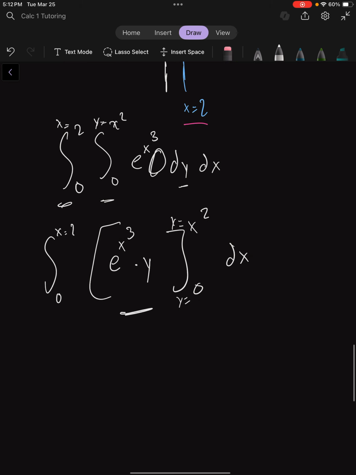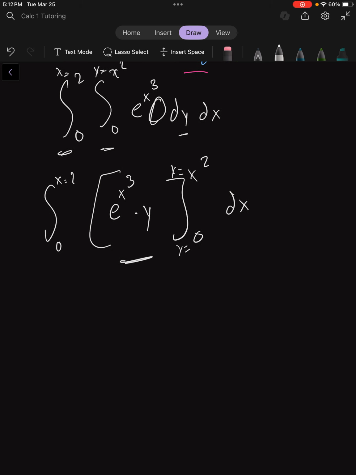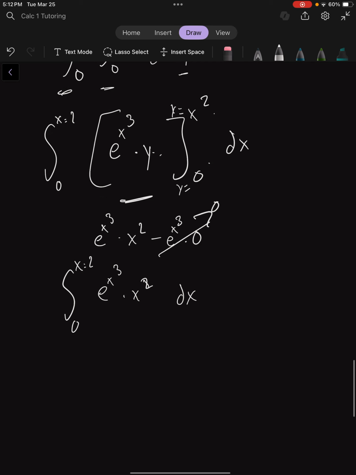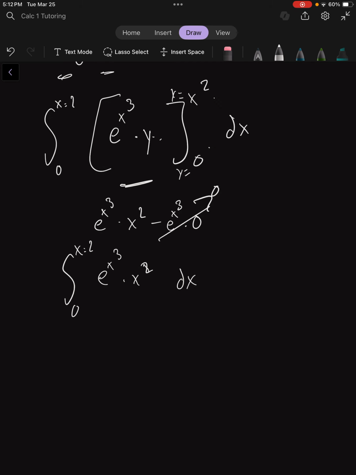So let's first solve this inner integral. We have e to the x cubed times x squared minus e to the x cubed times 0, right? Because we're putting in the x squared for y and the 0 for y. And this goes to 0, so we just have e to the x cubed times x squared, and then we'll have the integral with x equals 2 up here and 0, and then dx. So now this is another integral that we're just going to solve.